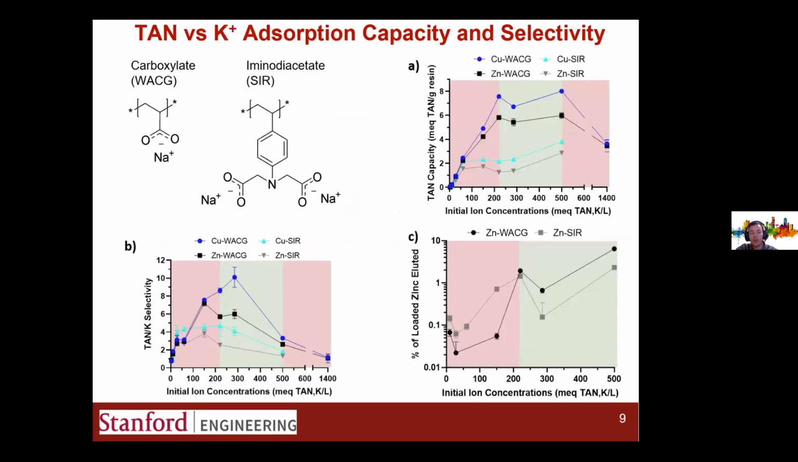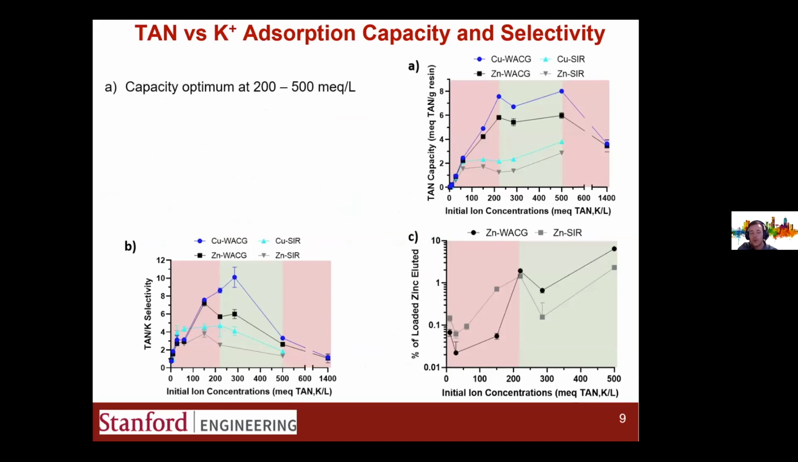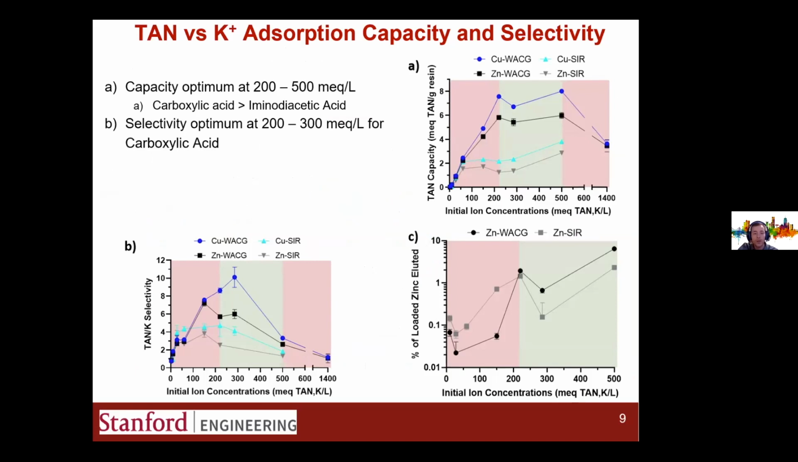So we use two types of weak acid resins containing carboxylate and aminodiacetate groups, and we were able to pinpoint the ideal concentration ranges. It seemed that 200 to 500 mEq per liter provided the highest adsorption capacity, and carboxylate clearly outperformed aminodiacetate for many reasons. More importantly, we found that an equimolar concentration of 200 to 300 mEq per liter provided the highest TAN versus equimolar potassium selectivity.